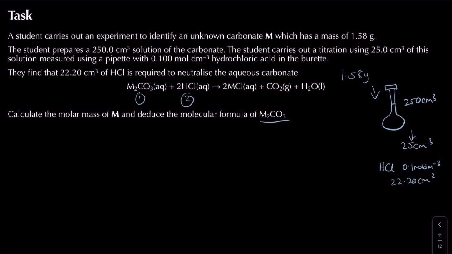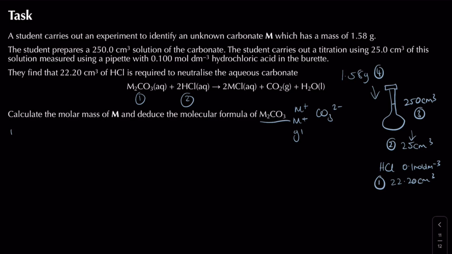So we know straight away, based on this, we've got M+, we've got M+, and then we've got CO3 2-. So we know it must be a group 1 carbonate itself. The first thing that we need to do is find the moles of HCl, find the moles of our metal carbonate, find the moles of metal carbonate in 250 centimeters cubed, and then we can find the actual MR using this mass here and the moles that we calculate, and then we just need to suggest something from the periodic table.